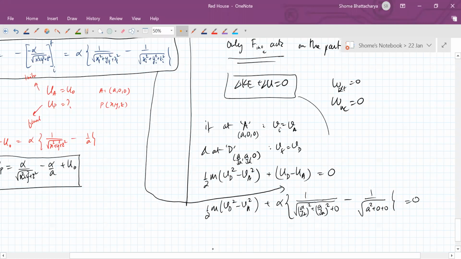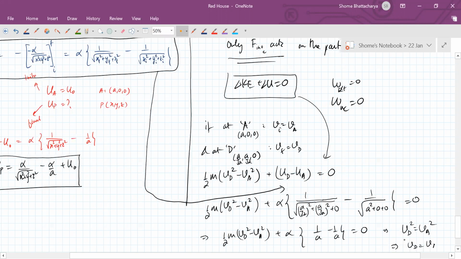That is this. Okay. So half m (Vd square minus Va square) plus alpha. Now you see this is the same thing. This is 1 by the square root of A square by 2 plus A square by 2, so that's A square, so that's A. And this is also 1 by A. So this term becomes 0. So that's how we now get that Vd square is equal to Va square. And that's just the speed. There's no question of plus minus. So Vd must be equal to Va.